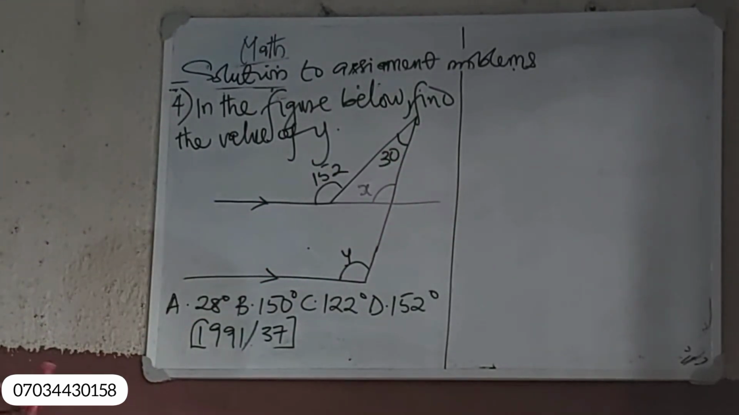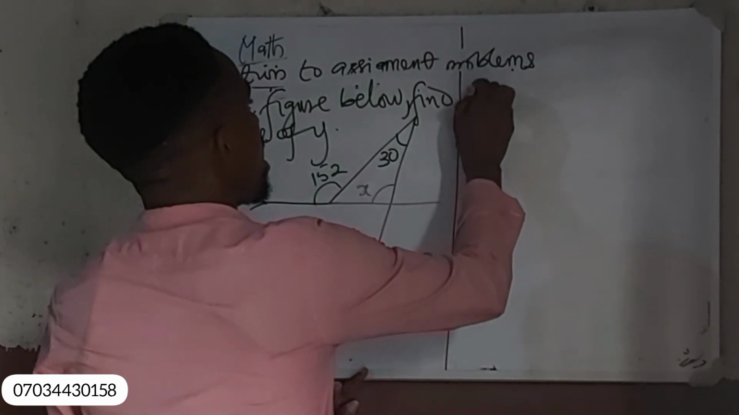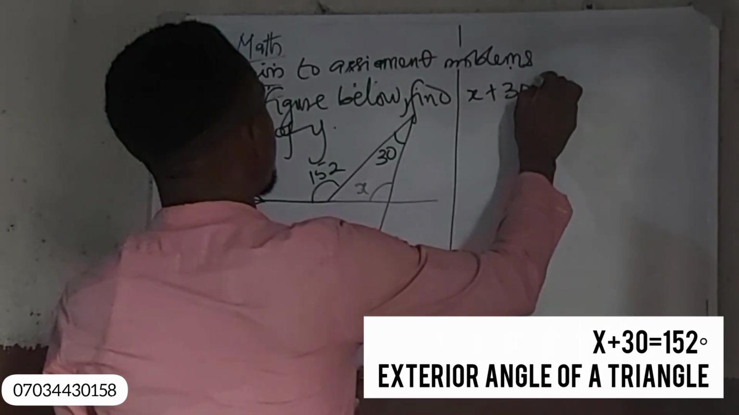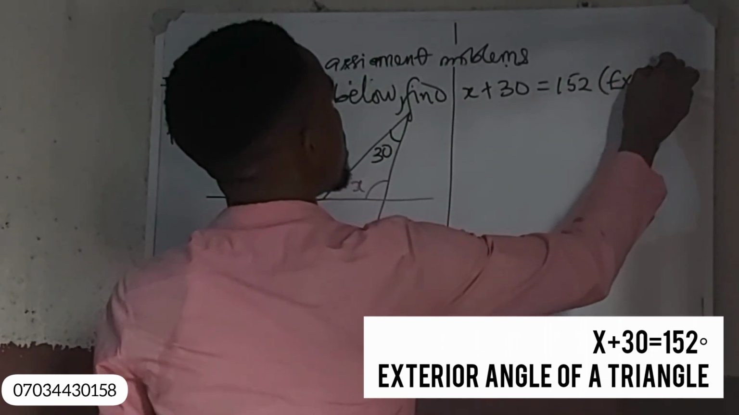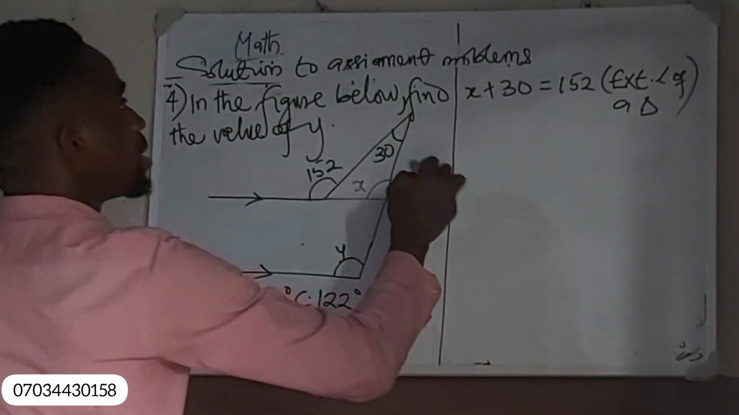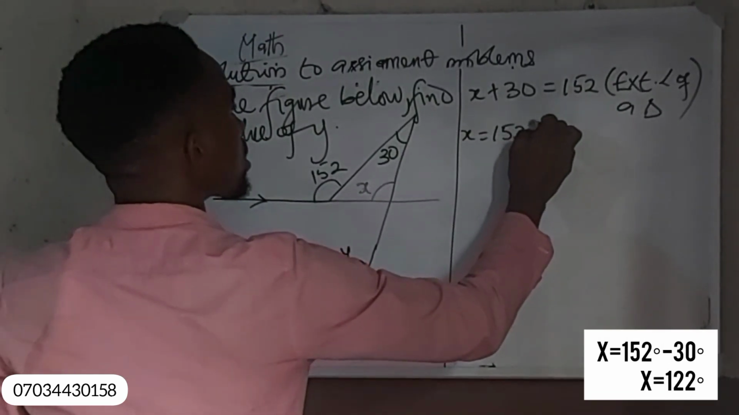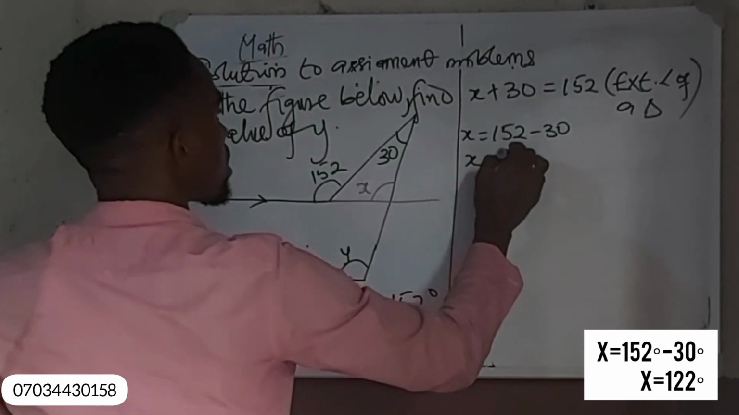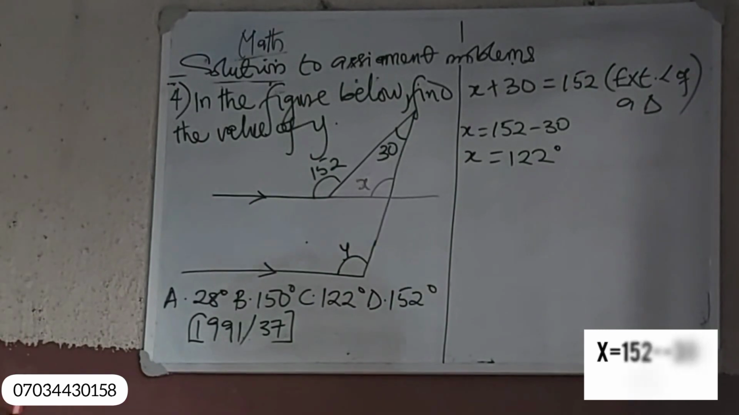So what we go ahead and do is say that x plus 30 is equal to 152. This is the exterior angle of a triangle. Then we mean that x is 152 minus 30. x is 122 degrees. That's for x.